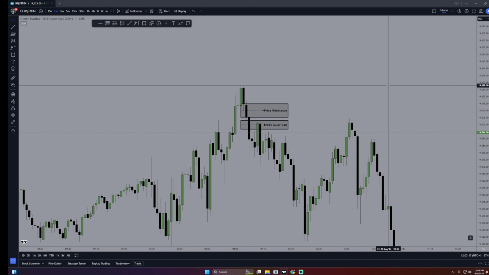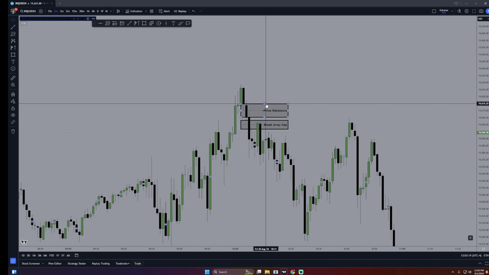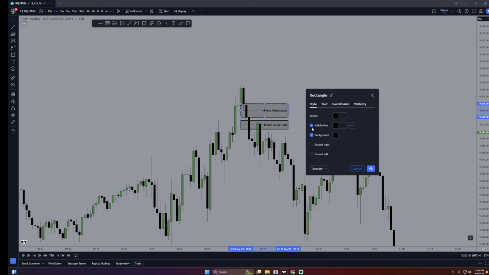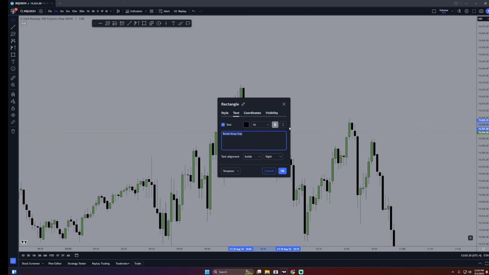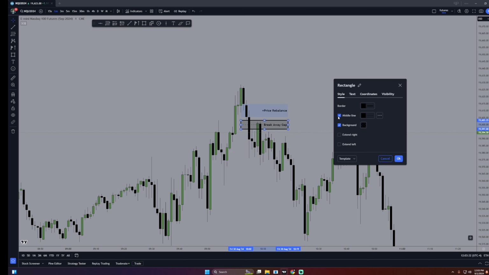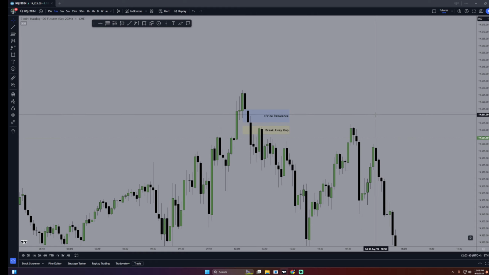So whenever we're looking at price, let me fix this up. I do not need a middle line for this, and I'll make it blue. Breakaway gap. Do not need a middle line. Do not need a border. And I'll make the color yellow.